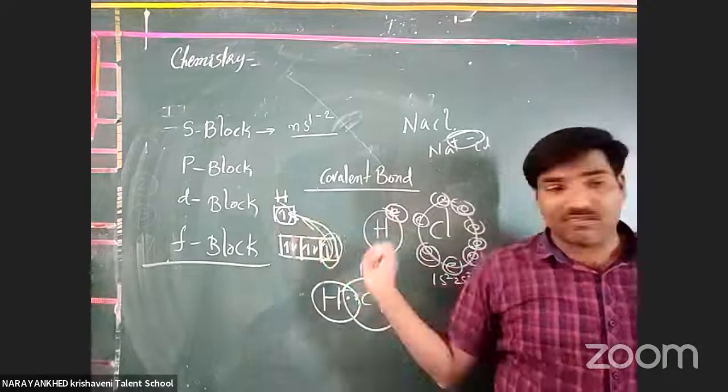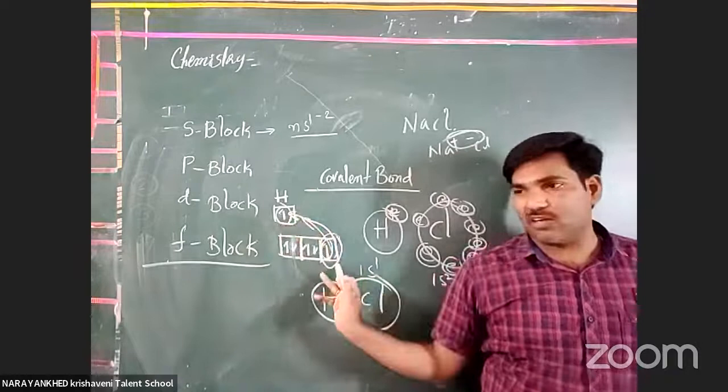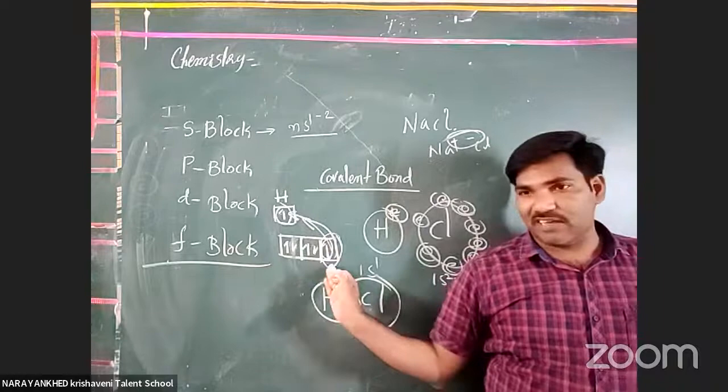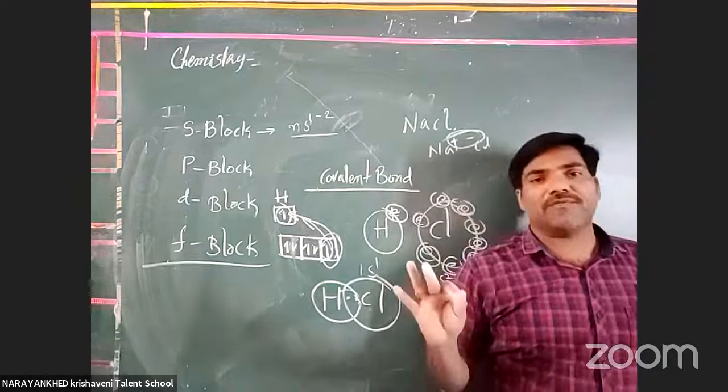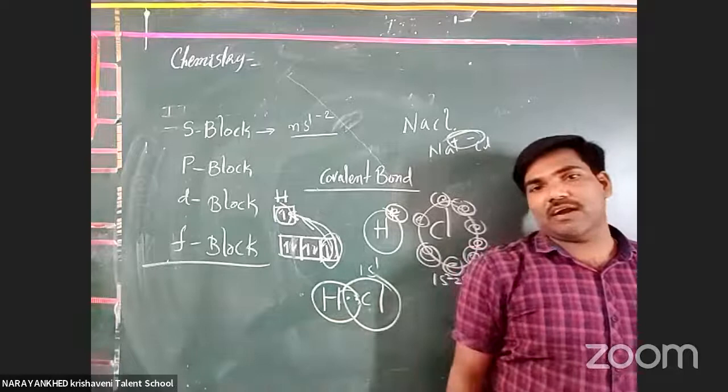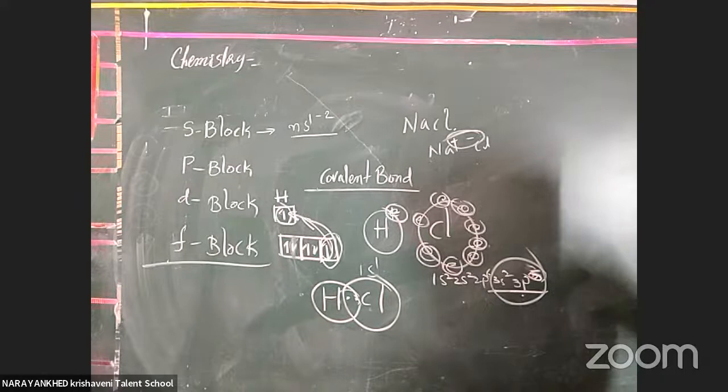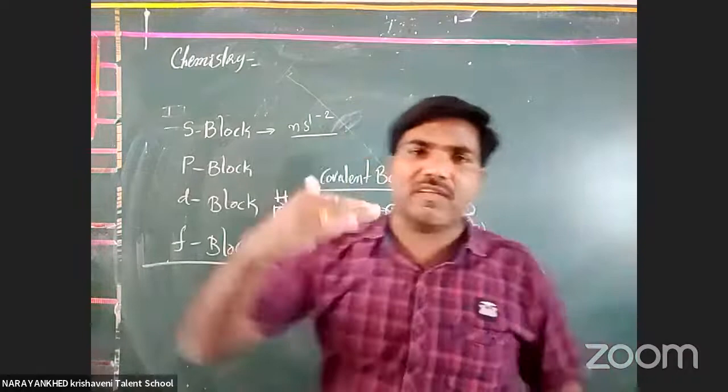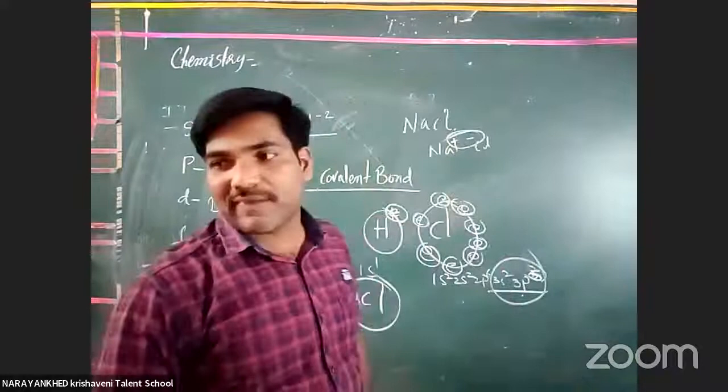Each contains its own electron. But what is the common thing here? There is a common electron pair that is shared by both elements. That type of nature is called the covalent bond. Got it? Next one is what? Ionic bond. Ionic bond is nothing but totally one electron changes from one atom and enters into another atom. That is called what? Ionic bond. Okay, like NaCl formation.